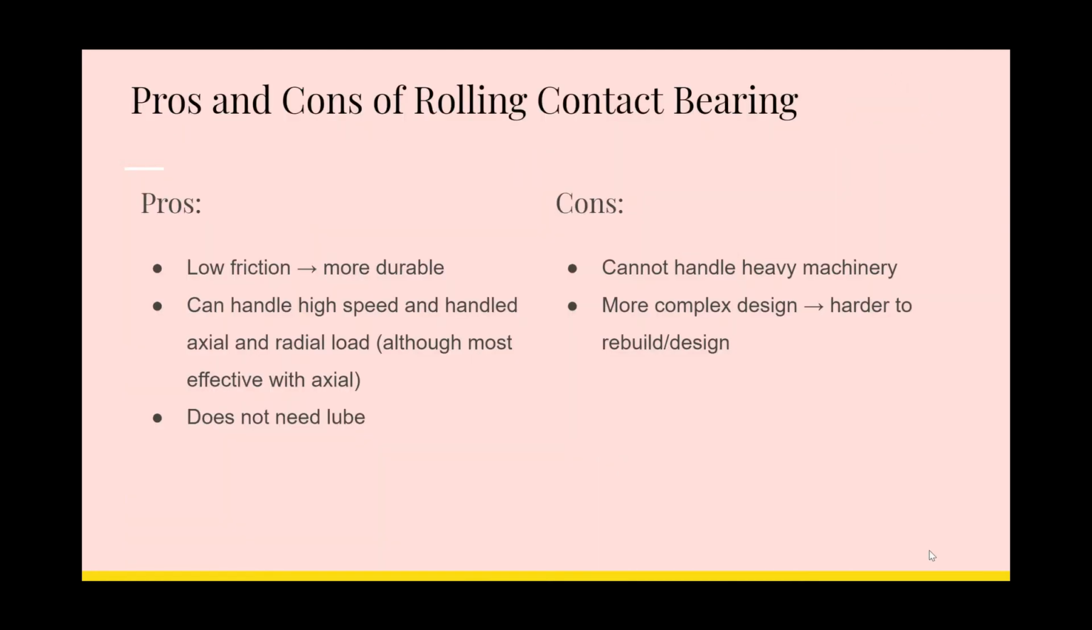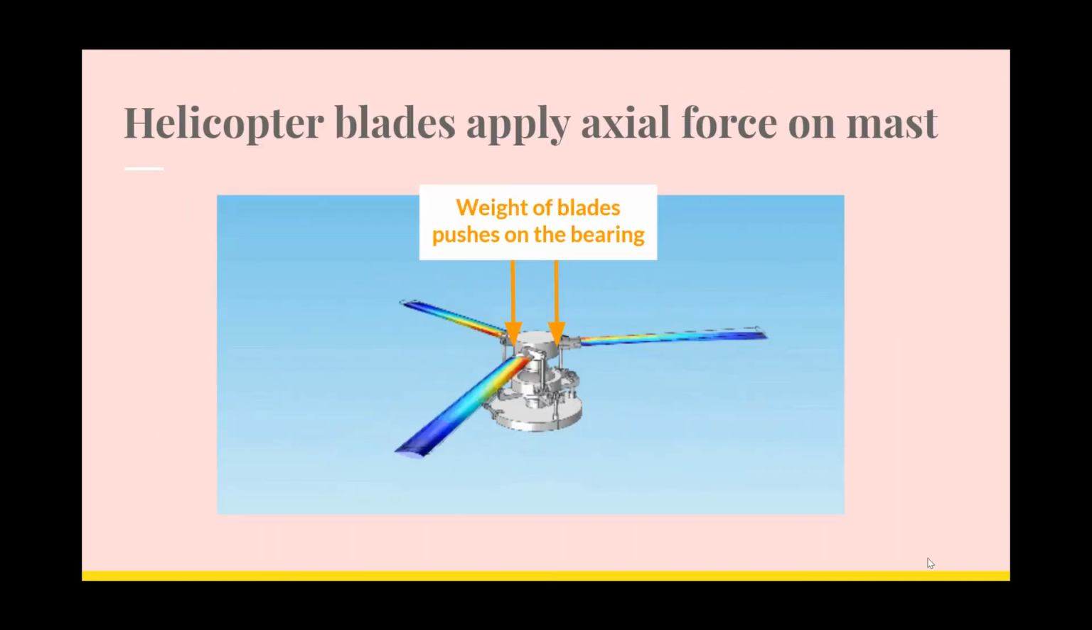The pros and cons of rolling contact bearings. Because of its low friction, it's more durable because of the less wear and tear. It can handle high speed movement and handle axial and radial loads, although it's more praised for its axial load. And it does not need lube in contrast to the journal bearing, so you don't need a great supply of that to maintain it. However, the cons include that it cannot handle heavy machinery like the journal bearing does, and because it's more complex, it's harder to fix if you need to, and it's harder to get replacement parts and rebuild it.